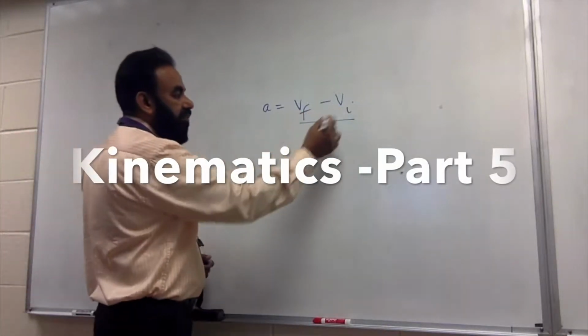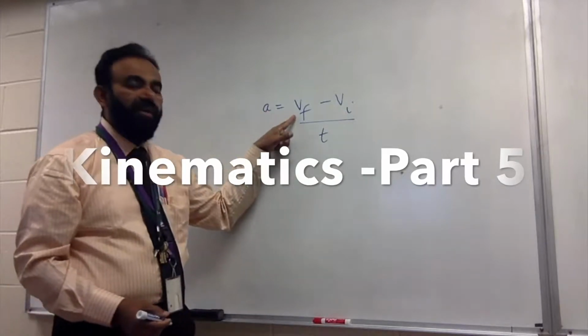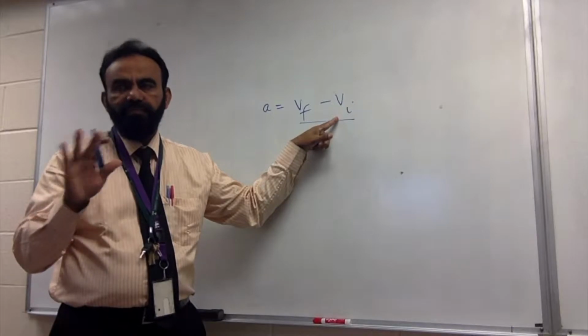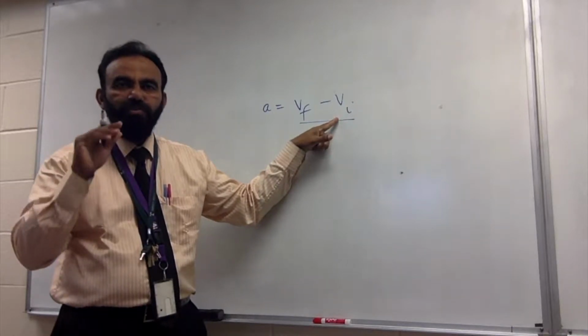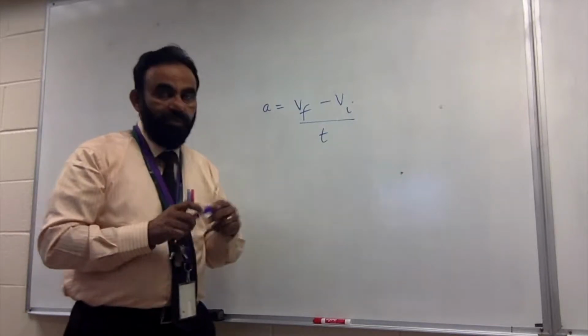Acceleration is Vf minus Vi over time. When do you have a negative acceleration? It is when your final velocity is smaller than the initial velocity. Just that. Final velocity is smaller than the initial velocity, then you have a negative acceleration. Now let me ask you a simple question right here.